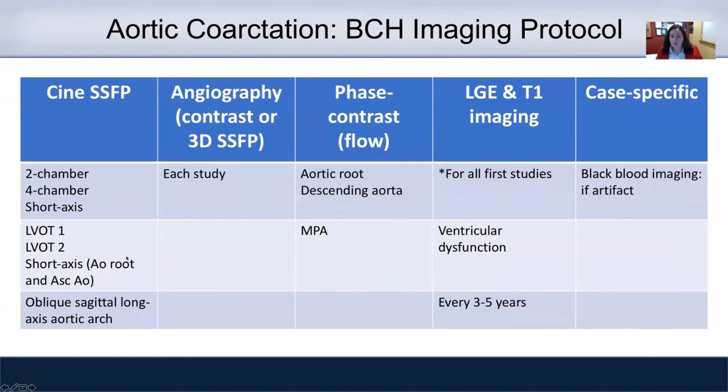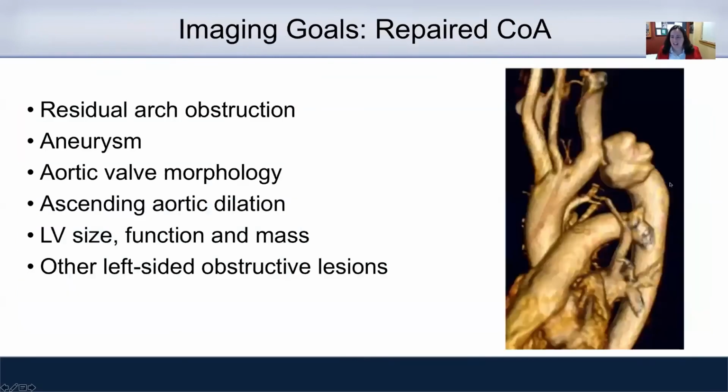We know that when you're born with coarctation, you are prone to have other left-sided obstructive lesions. Therefore, we take a good look at the aortic root and ascending aorta in short axis, as well as do cine imaging of the arch in an oblique sagittal long axis plane. Flows may be helpful, and I will show you an example of that. Again, contrast and case-specific imaging.